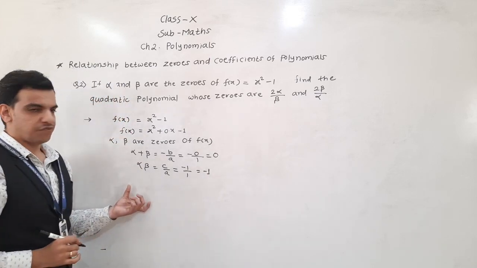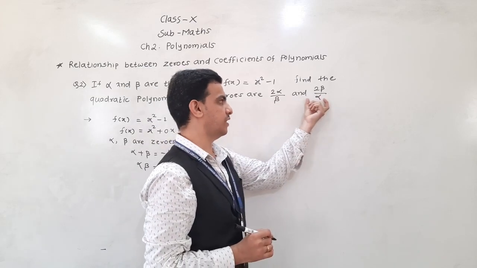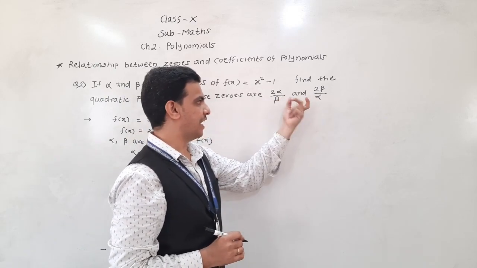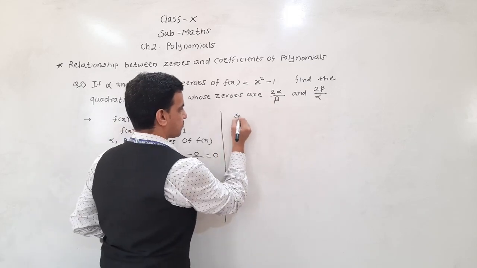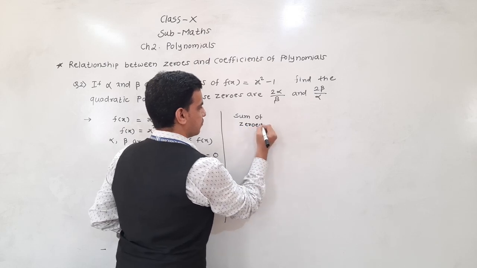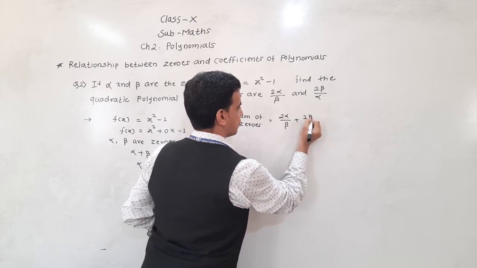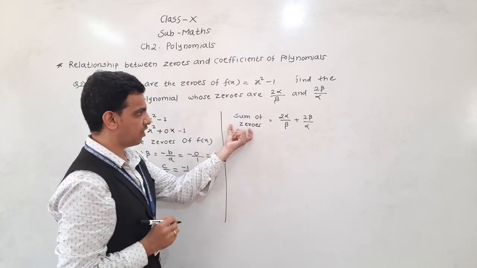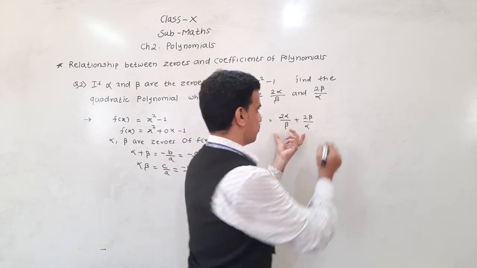Okay. Now we have to find a quadratic polynomial whose zeros are 2 alpha by beta and 2 beta by alpha. So we have to find the sum of these zeros and the product of these zeros. First we have to find the sum and product. So the sum of zeros is equal to 2 alpha by beta plus 2 beta by alpha, because we have to find the quadratic polynomial whose zeros are these.